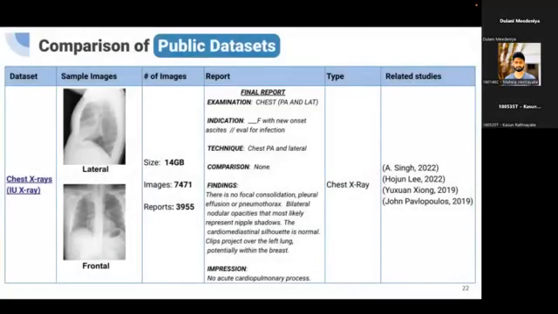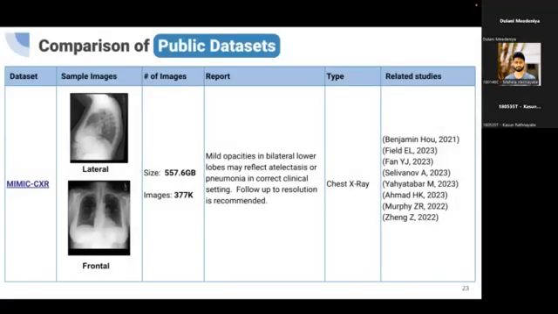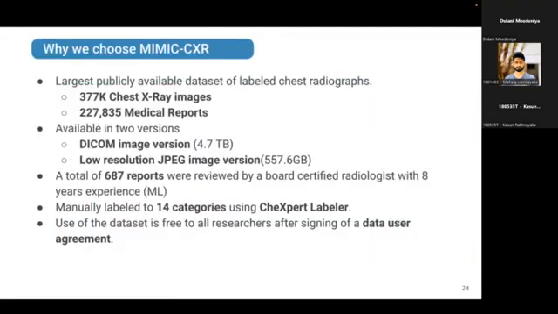And this is the IU X-ray dataset, and we have used this dataset for our research. It contains 7,471 X-ray images with their corresponding reports, and it has both lateral and frontal images. For our study, we are only considering the frontal images. And this is the MIMIC-CXR dataset, and we will discuss it more in the next slide. So MIMIC-CXR is the largest available dataset for CXR images, and it contains around 377K X-ray images with reports. And we have chosen the MIMIC-CXR dataset to train our models.